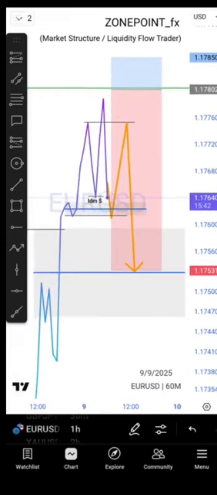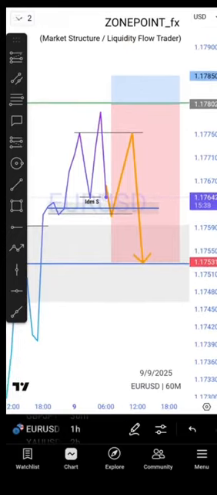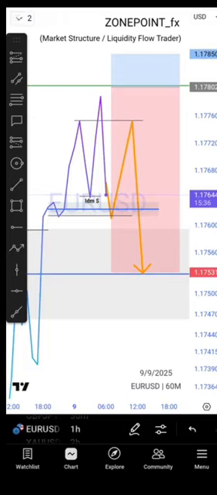I'm still waiting for price to take out liquidity, which is this. Can you see that even before we close this video, you can see what price actually did, that is coming to aim that liquidity. So let's see the reaction.